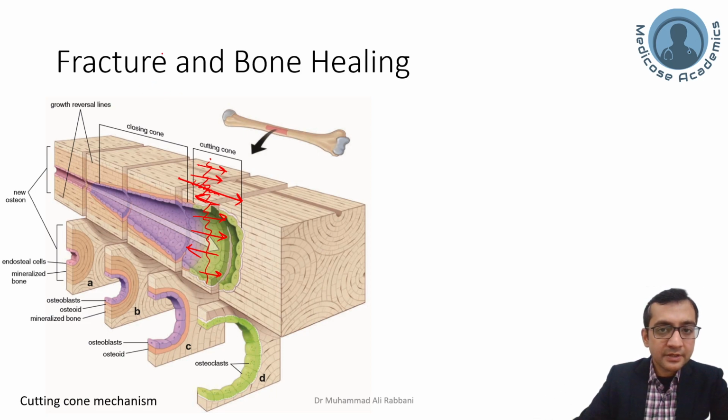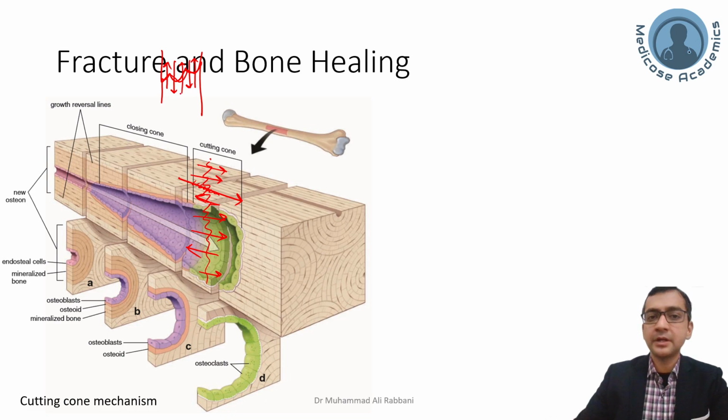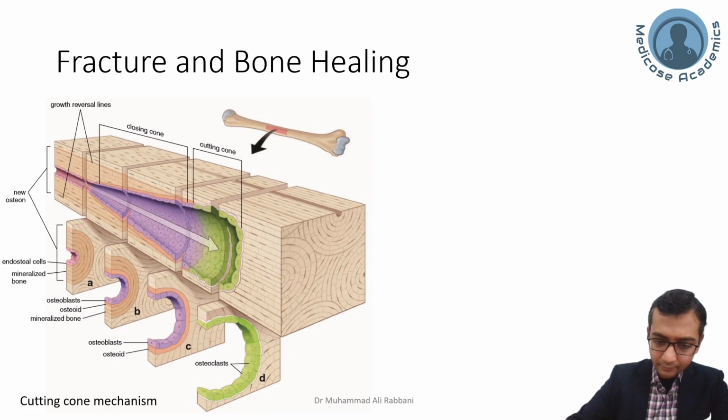and ultimately the whole fracture site will be gradually made. So there was a fracture here, and another bone fracture here. There is a discontinuity of the bone, but due to this cutting cone mechanism, ultimately this resorption and deposition of the bone will cross the fracture site multiple times, and it will make the bone as good as new. It will heal the bone and the fracture site will disappear.